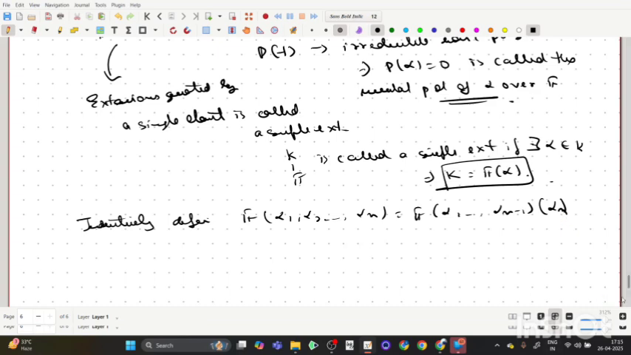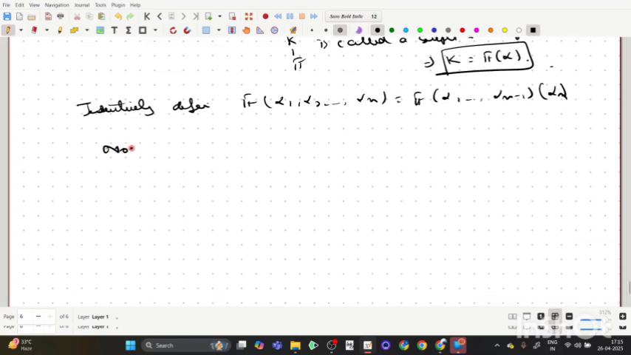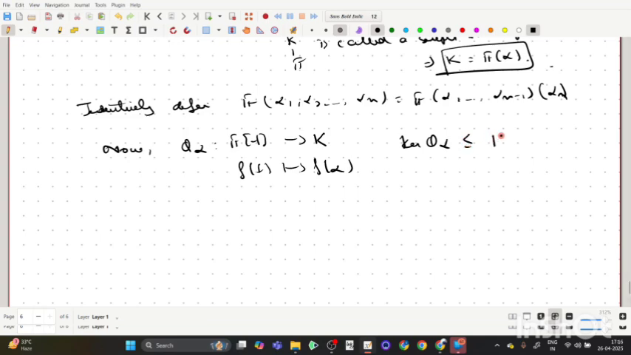Is it clear? Now consider the same map phi_alpha from F[t] to K such that f(t) is mapped to f(alpha), and so this is basically a homomorphism. Now the kernel of phi_alpha is an ideal. So what I'm trying to say is the following. The kernel of phi_alpha is either non-zero or zero.